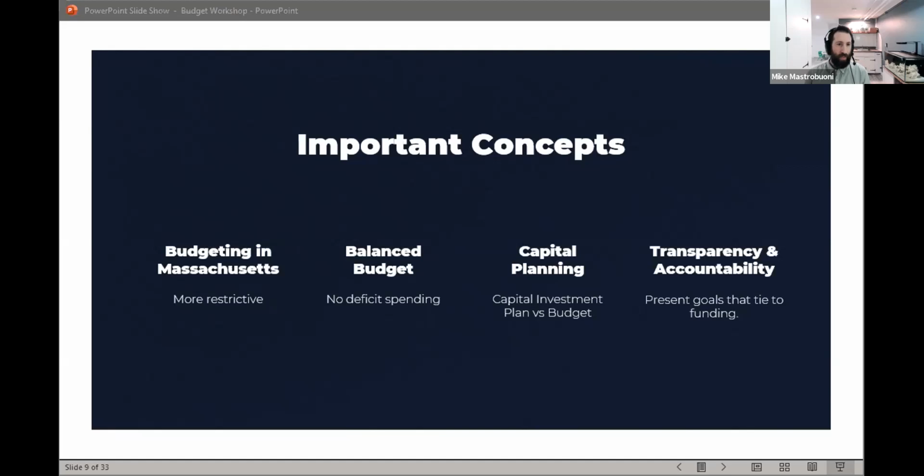Second, we're required to have a balanced budget. Our revenues must meet our expenditures. We cannot deficit spend as a city, so any budget that is proposed must be balanced.